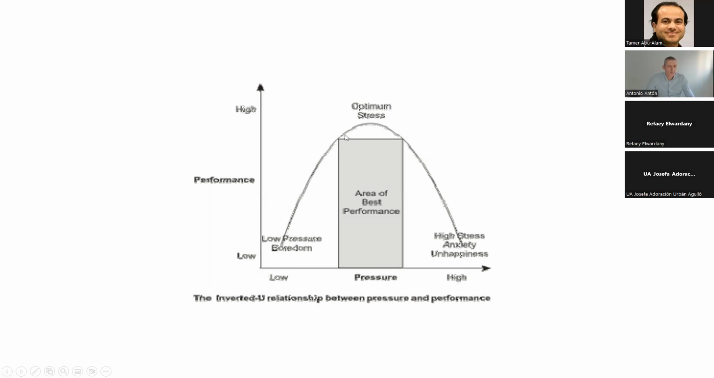However, you need an optimum here. This point, this maximum that is here, is the optimal stress. And then more pressure is not good. Bosses and managers need to know that the more pressure, the less performance. Because people experience anxiety, and with anxiety and high stress, you can't work. You are in fear, and the resolutions are really bad.